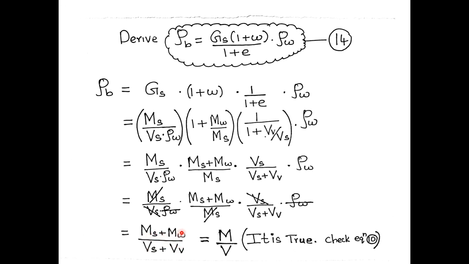Mass of solid plus mass of water is equal to total mass, because mass of air is negligible. Volume of solid plus volume of voids is equal to total volume. That is, I think, equation number 1. It is true because this is the definition of rho B, bulk density. This relationship is true.